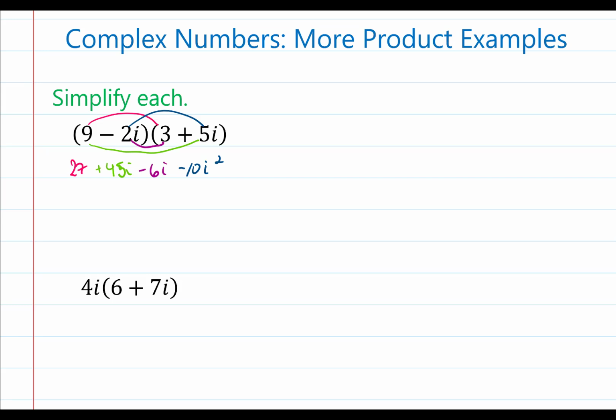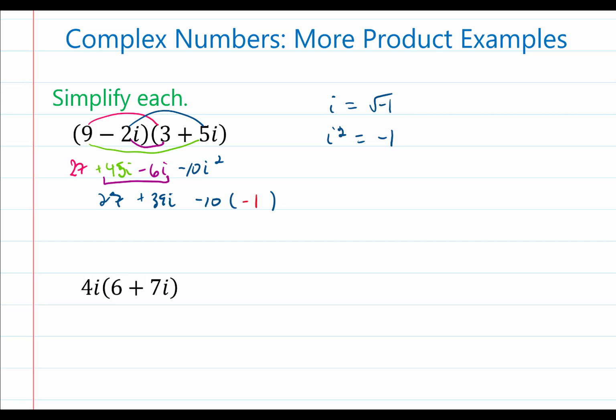Next, we will go ahead and combine the like terms, which are the two imaginary parts. And so we have 27 plus 39i minus 10i squared. Next, we need to recognize the value of i squared. Since we know i is equal to the square root of negative 1, i being the imaginary unit, then we know i squared is equal to the value of negative 1. So we should replace i squared with the value of negative 1.